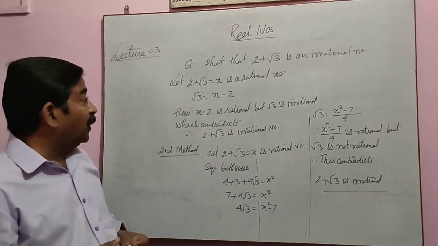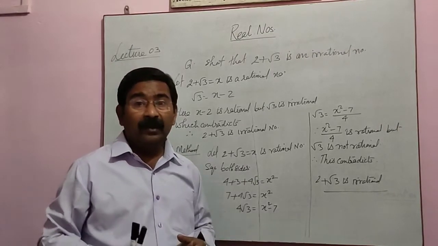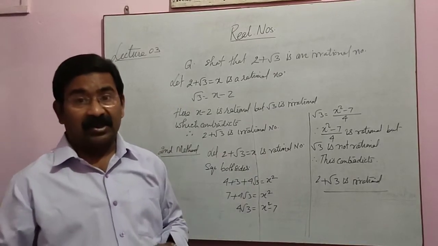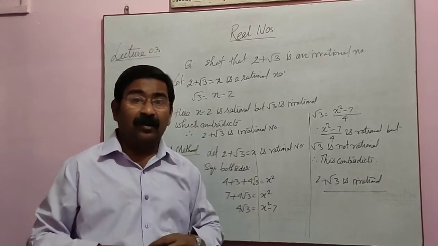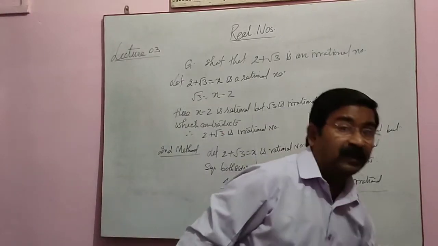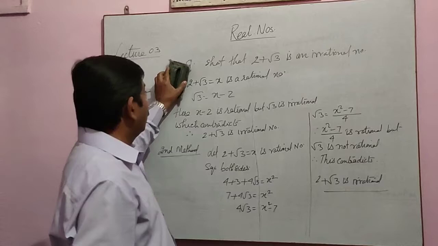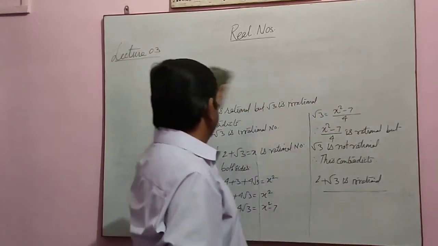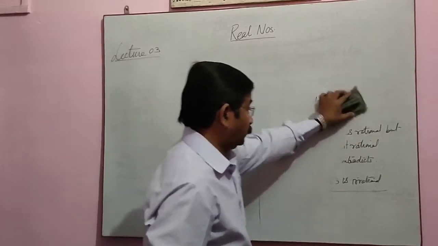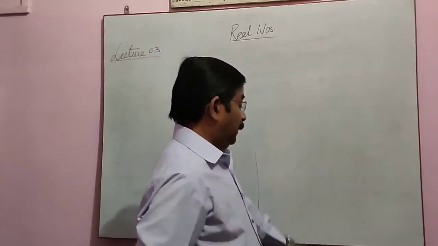Now we come to the point, if we have the sum of two irrational numbers is irrational, or the difference of two irrational numbers is an irrational number. So how to solve this? Let's see. You will have a question. I am writing one question.